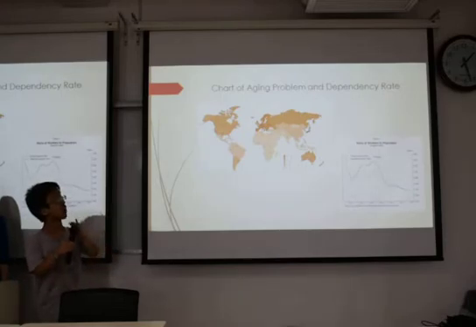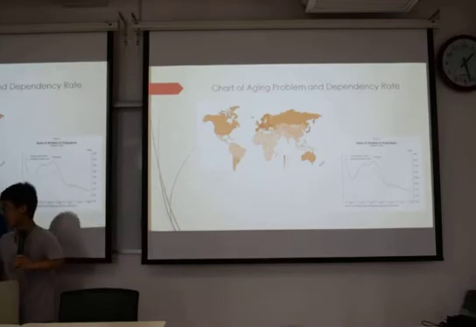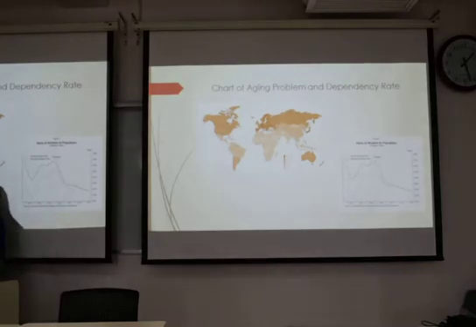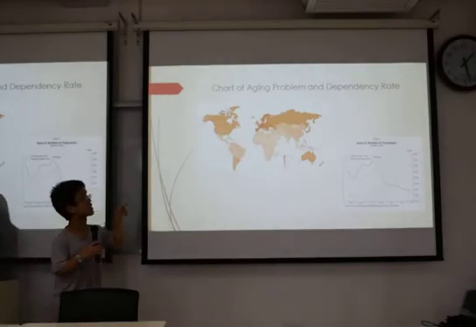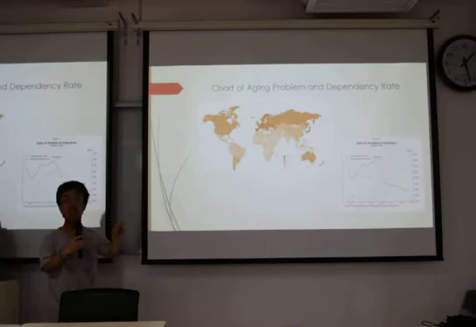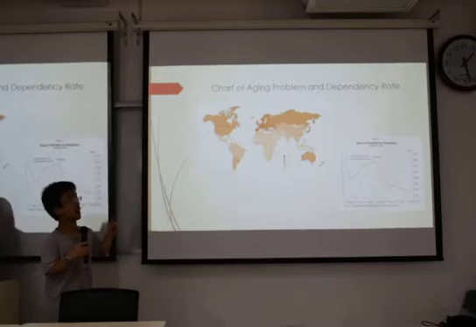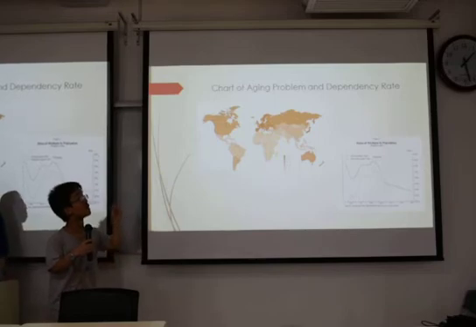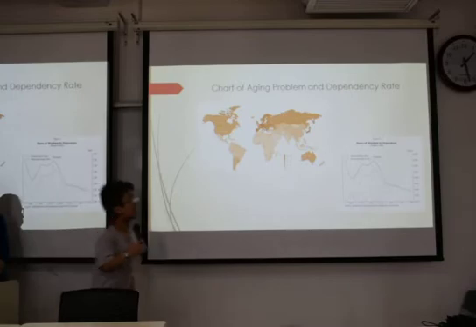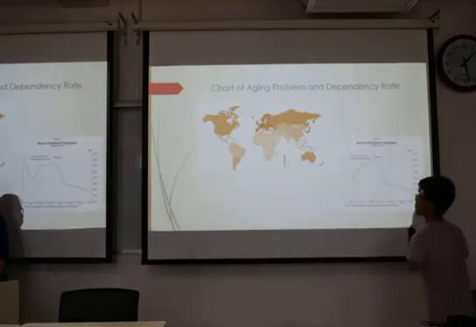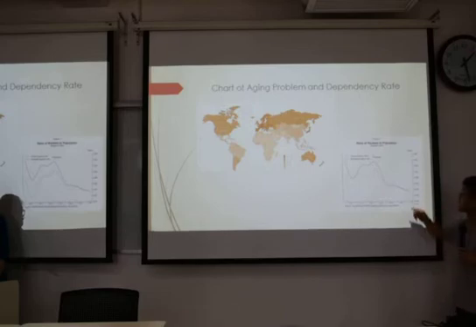And this is the aging problems chart. It can show that Central Europe, such as Germany and Italy, and some European countries, especially Northern Europe, have the most serious aging problem. And also we will talk about Japan's aging problem. And the second chart here is about America's workforce and population.